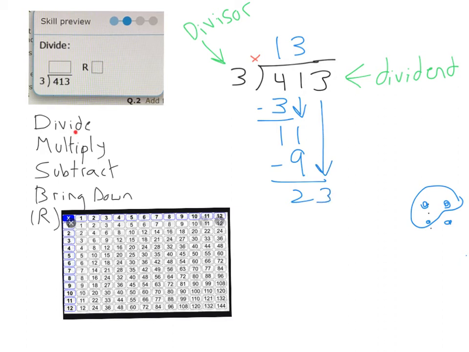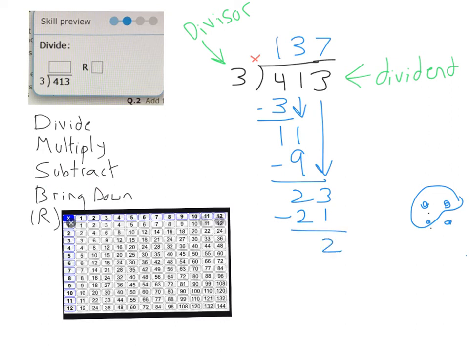Back to divide. How many 3s can I take out of 23? I know that 3 times 7 is 21, and 3 times 8 is 24, so that would be too big, so it must be 7. I'll put 7 on top. I will prove it to you on the multiplication chart. Down the 3 until I get close to 23, but not bigger. 24 is too big, over, answer 7, which is what I put. Multiply next. 7 times 3 is 21. Next step, subtract. 23 minus 21 equals 2.